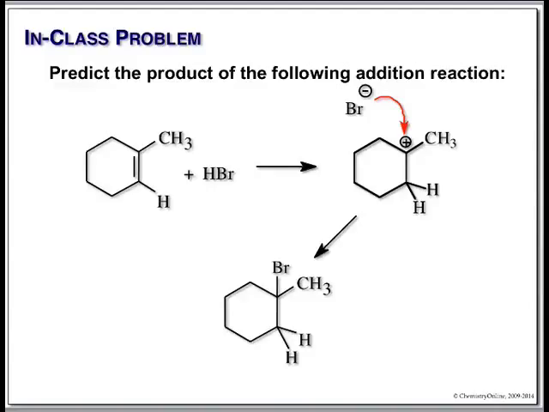Now, because this has a plane of symmetry, we don't have any stereochemistry here, do we? This is not a chiral center. Same path going around both sides. This is not a chiral center.